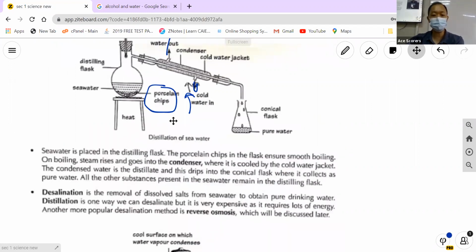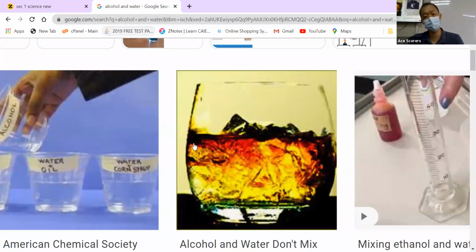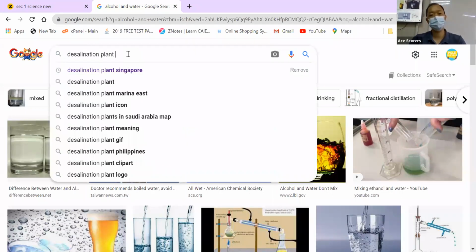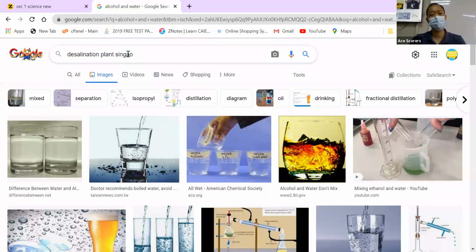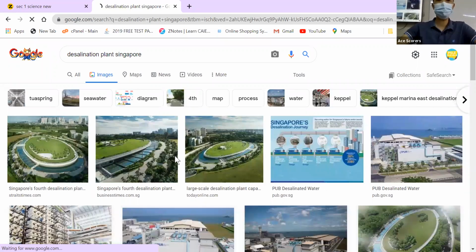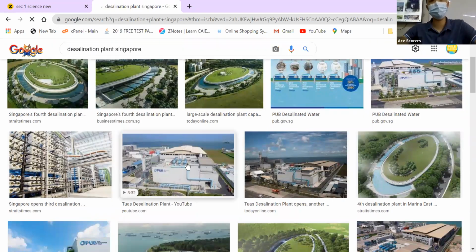So desalination is one example. Singapore runs desalination plants. It is one way in which we get pure water. What are the other ways in which we get pure water? Reservoirs. We also buy from Malaysia. Most of the water that we need we buy from Malaysia.